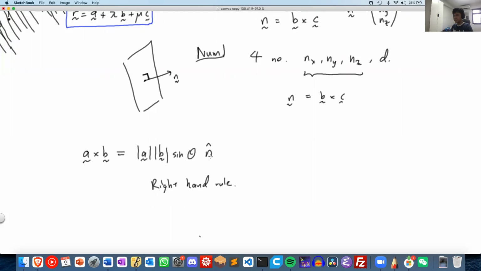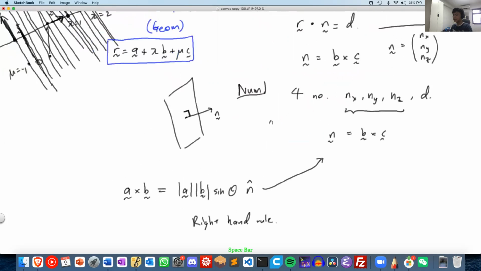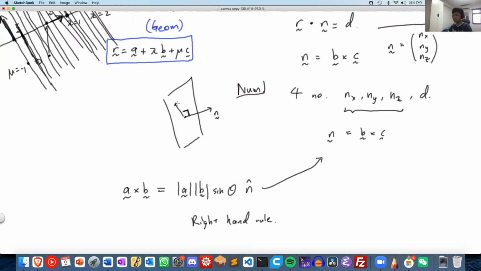So you can see that's the reason why the normal vector can be taken as the cross product between B and C, because B and C are vectors that are parallel to the plane. So if we take the cross product between these two vectors, we're going to get the normal vector. And the direction of the normal vector is precisely defined as the normal to the plane that is spanned by B and C.